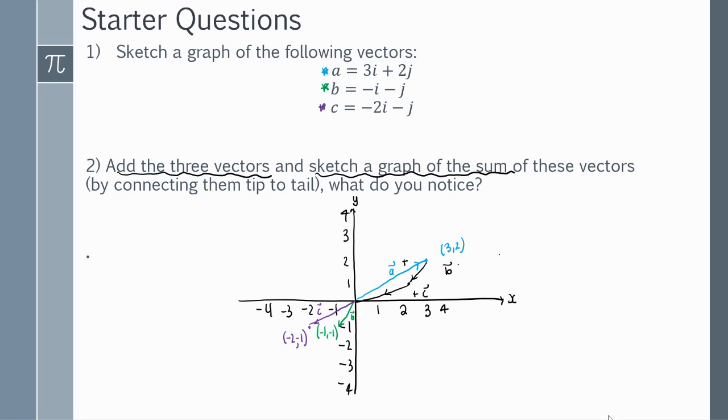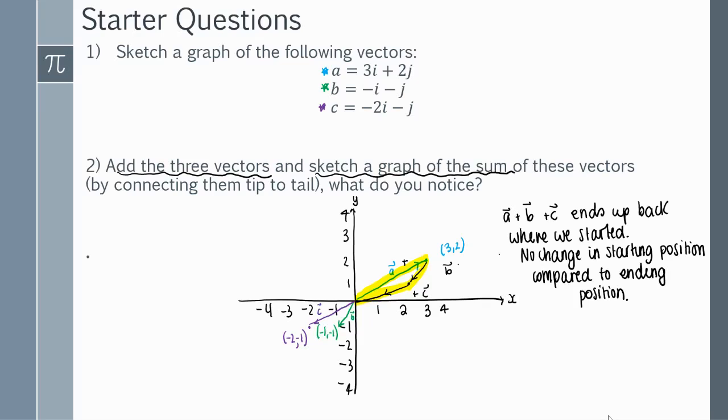What we notice here, it's not a coincidence that the sum of these three vectors will be 0. That means that when we add these vectors together, their starting point is their finishing point. And in fact, we make a triangle here.